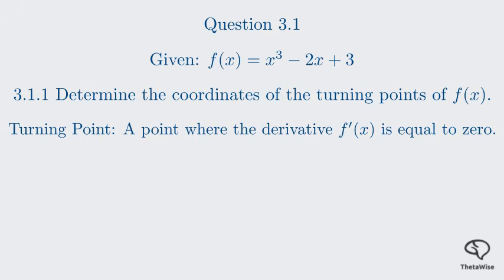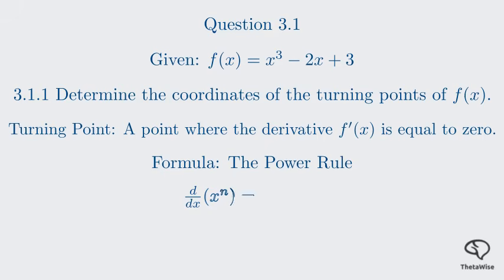The formula for the derivative of a power function is the power rule. If we have x raised to the power n, its derivative is n times x raised to the power n minus 1. We will apply this rule term by term to our function.